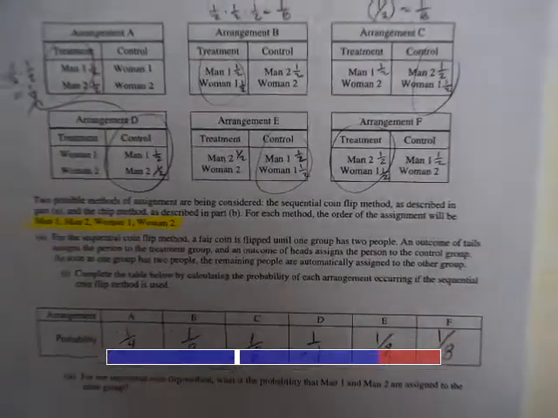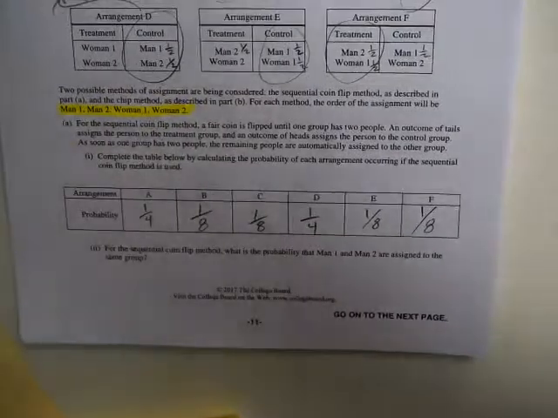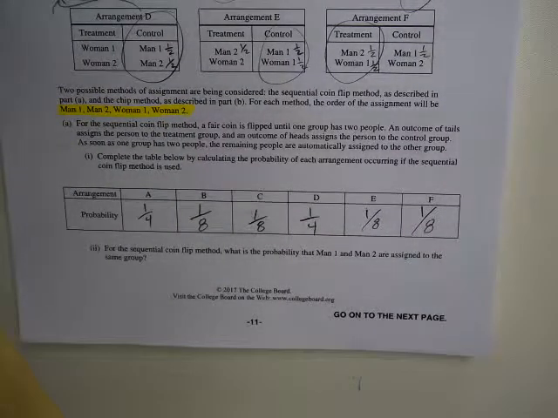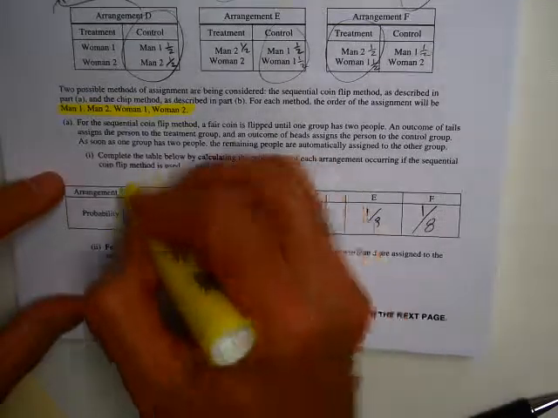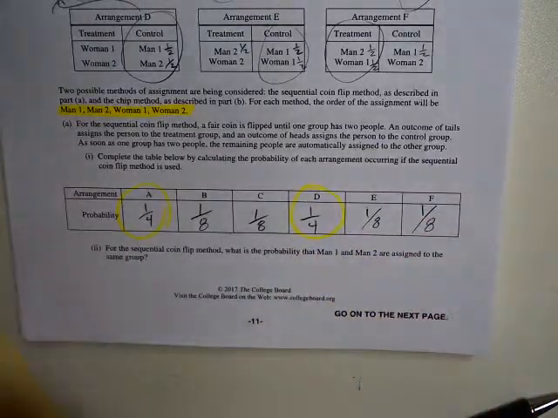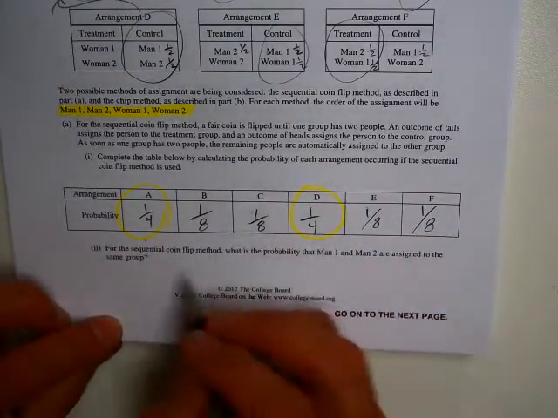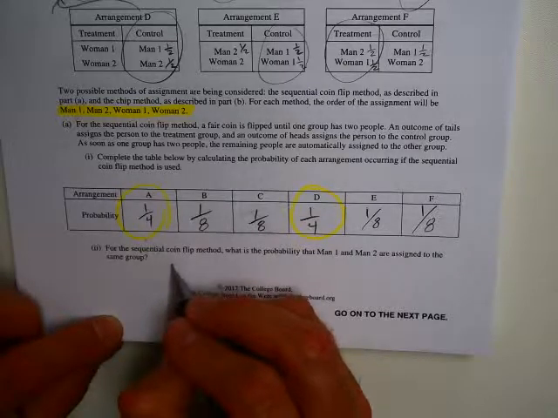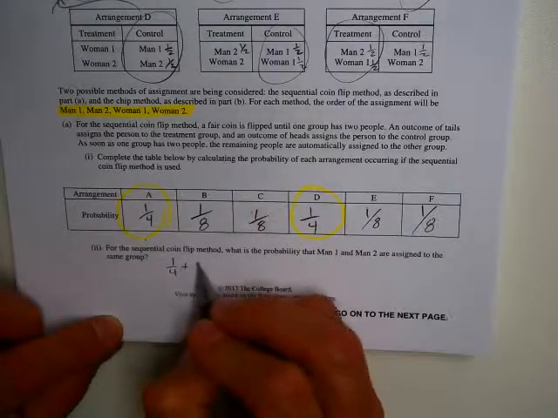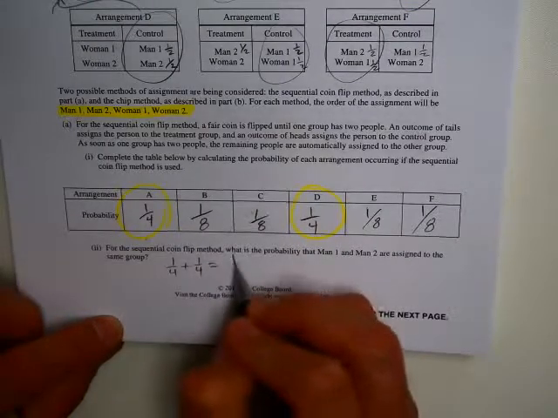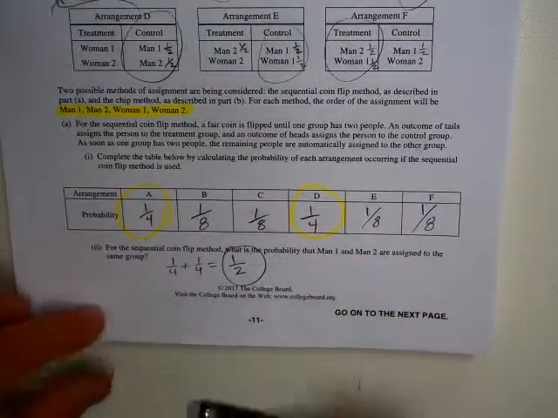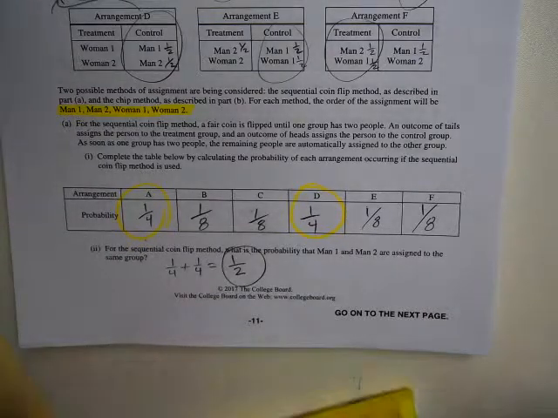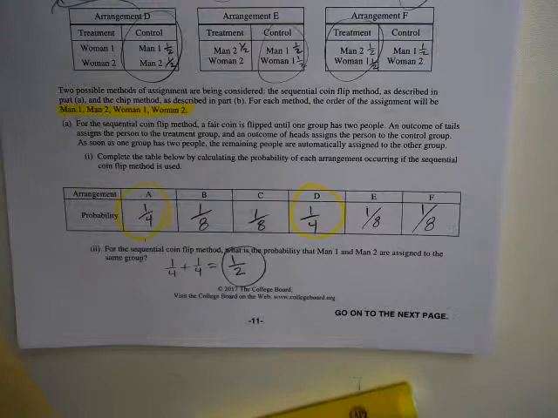So now we've completed our table. It says for the sequential coin flip method, sequential, by the way, is in order, what is the probability that man 1 and man 2 are assigned to the same group? Well, they're in the same group here and here. So those are dependent events. So this is going to be 1/4 plus 1/4, which is a 1 in 2 probability that they're in the same group. So, okay? And you'll see the other on a different file.